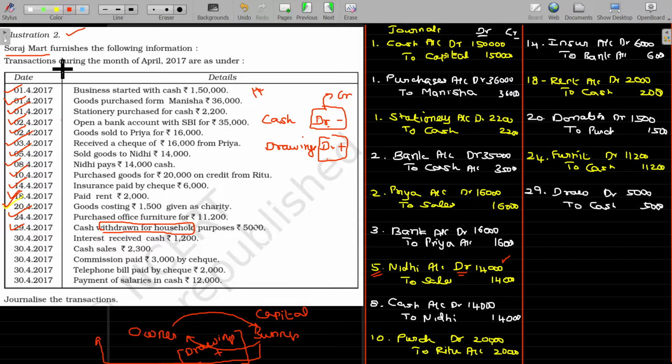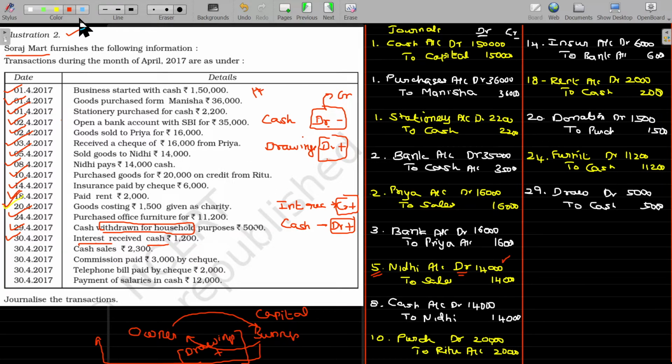29. Now let's move on to the last date of the month, 30th April. Interest received by way of cash rupees 1,200. So interest received and cash. Cash is an asset, so debit balance. Interest received is income, credit balance. Because of the receiving of interest, income should be increasing. And because of the receipt, cash balance is also increasing. So debit also increases, credit also increases. To increase the debit, you have to debit. To increase the credit, it should be credited.